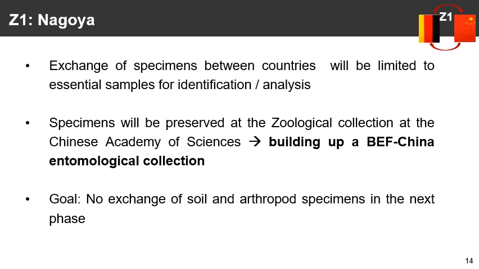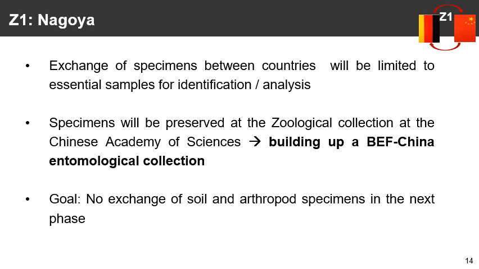Coming shortly to Nagoya, because we take this really seriously. In the first phase of MultiTrophic, we plan to exchange some specimens between countries, but this will be limited to essential samples for identification or for analysis. Specimens will then, if possible, be transported back to China and preserved at the zoological collection at the Chinese Academy of Sciences. Here we have the goal to build up over the years a BEF China entomological collection.